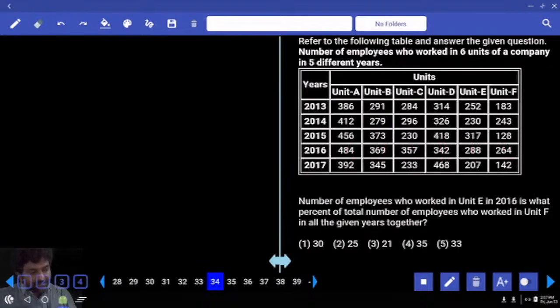Number of employees who worked in Unit E in 2016 is what percent of the total number of employees who worked in Unit F in all the years together? Unit F all the years together. Okay.